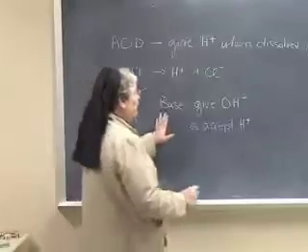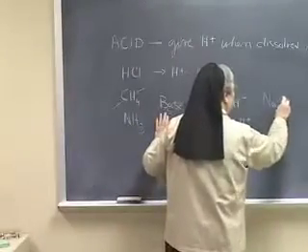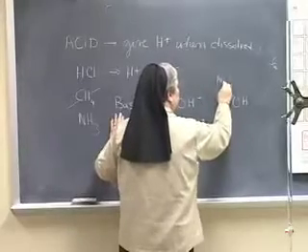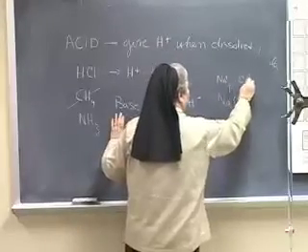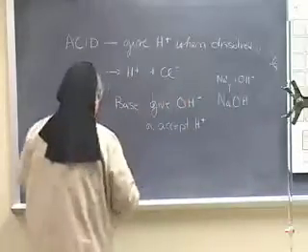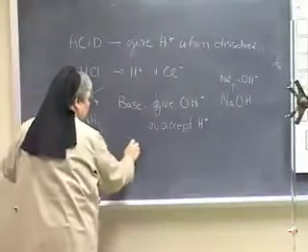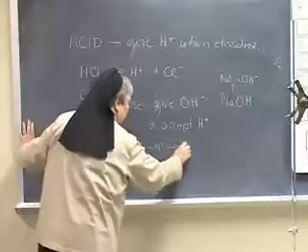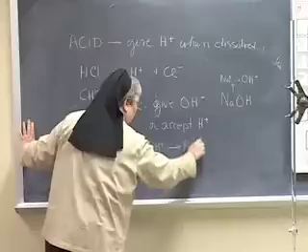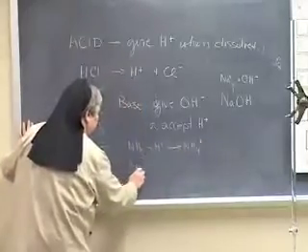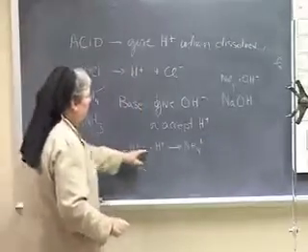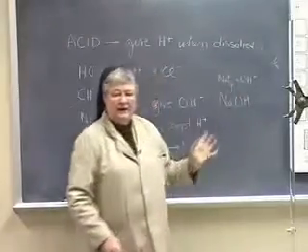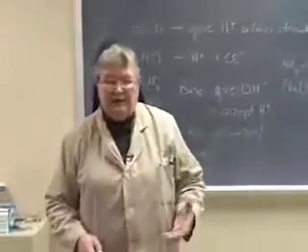A simple example of a base is sodium hydroxide. When it dissolves, you get sodium ions plus hydroxide ions. But NH3 is also a base, because NH3 can react with a hydrogen ion to form NH4. So this is a base in the sense that it accepted a hydrogen ion. This is a base in the sense that it gave hydroxide ions. So that's just simple definitions.